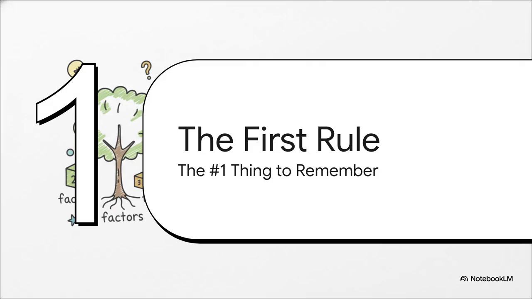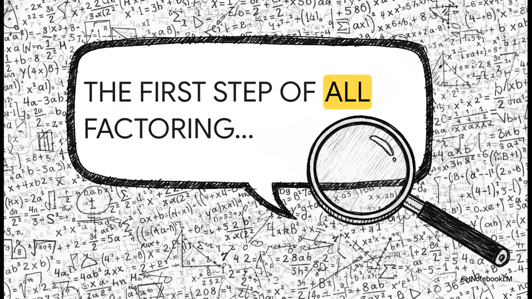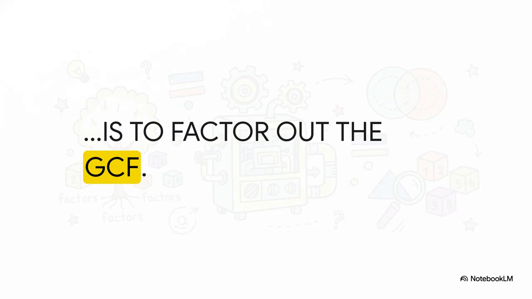Okay, everybody, listen up. If there is only one thing you remember from this whole explainer, this has got to be it. This is the absolute golden rule of factoring. I don't care what the polynomial looks like, I don't care how big or complicated it seems, the absolute number one, very first thing you should always do: look for and factor out the GCF.